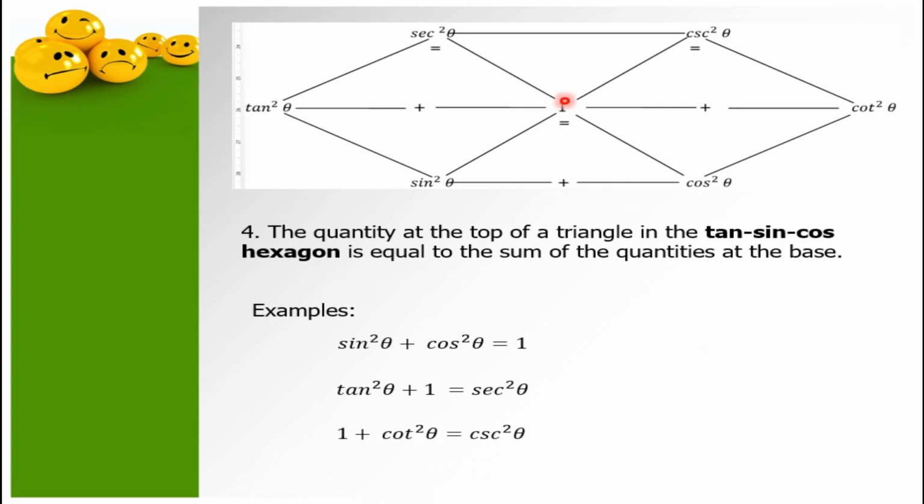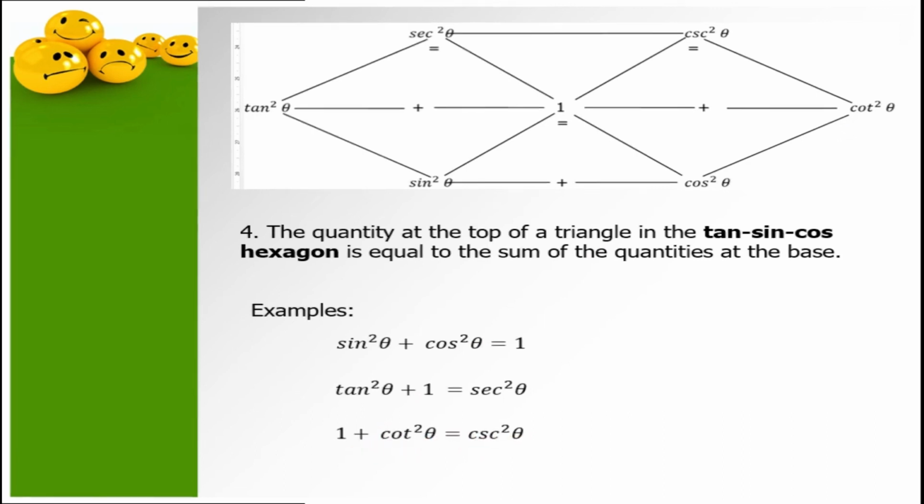Another example, if we're going to take this triangle, the quantity at the top of the triangle is cosecant squared theta, and the quantities at the base of the triangle are 1 and cotangent squared theta. And by using statement number 4, we can say that cosecant squared theta is equal to 1 plus cotangent squared theta, or 1 plus cotangent squared theta is equal to cosecant squared theta.